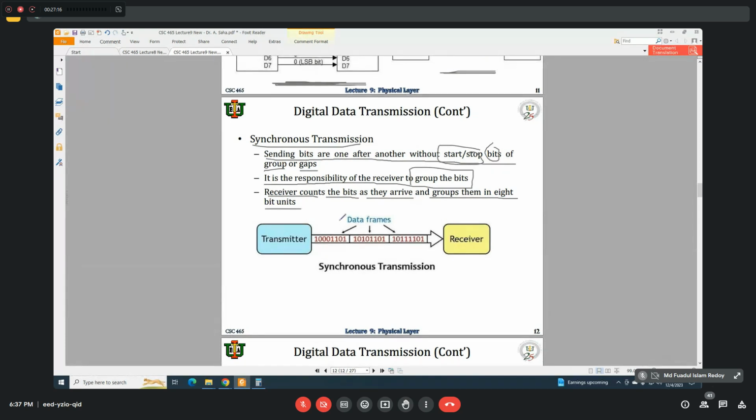Clear? So you can see that it is sending the values something like 0 1 2 3 4 5 6 7, 0 1 2 3 4 5 6 7, 8 bits, 8 bits, 8 bits. So it's counting 1 2 3 4 5 6 7 8. When he finds the 8, he takes it as a single byte. Then again he starts counting 1 2 3 4 5 6 7 8. So that is how he separates byte by byte. Is it clear what synchronous is? Yes, sir.